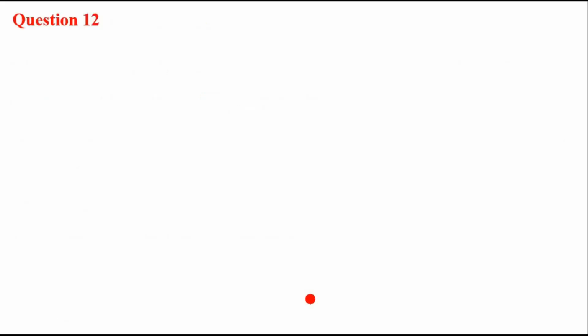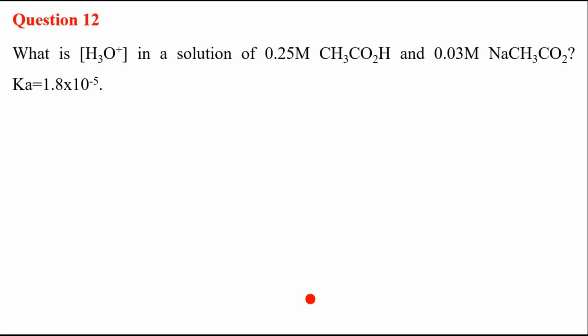Let's quickly go to question number 12. Question number 12 is saying, what is the H plus, or the hydronium ion, in a solution of 0.25 molar acetic acid and 0.03 molar sodium acetate? Here we have the weak acid and its salt. Automatically you have a buffer. So we should use the IC table to solve the buffer.